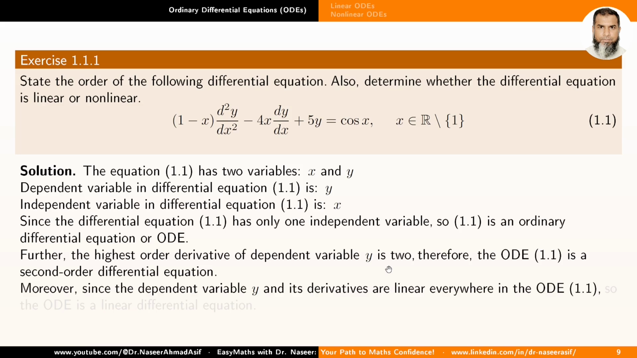Moreover, since the dependent variable y and its derivatives are linear everywhere in ODE 1.1, because this is a linear term, this is a linear term, ODE 1.1 is a linear differential equation.